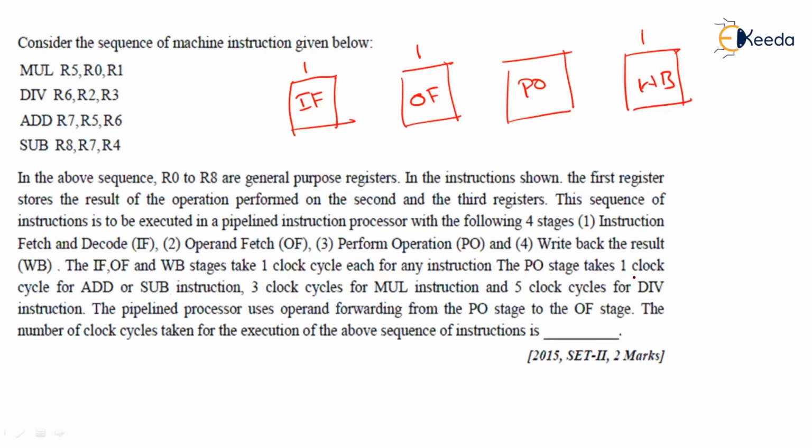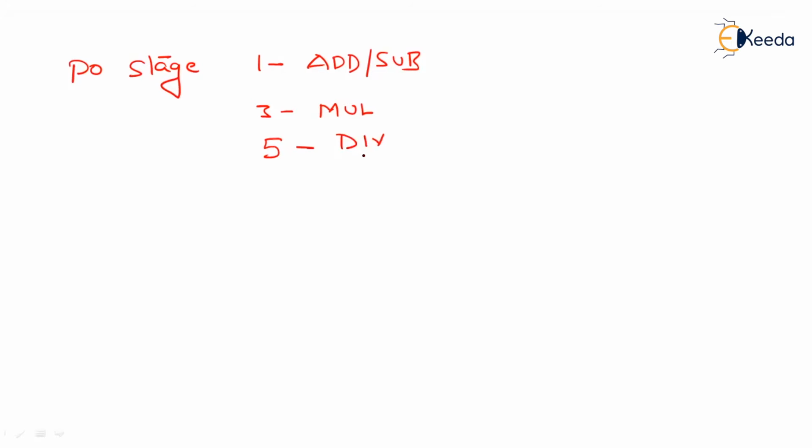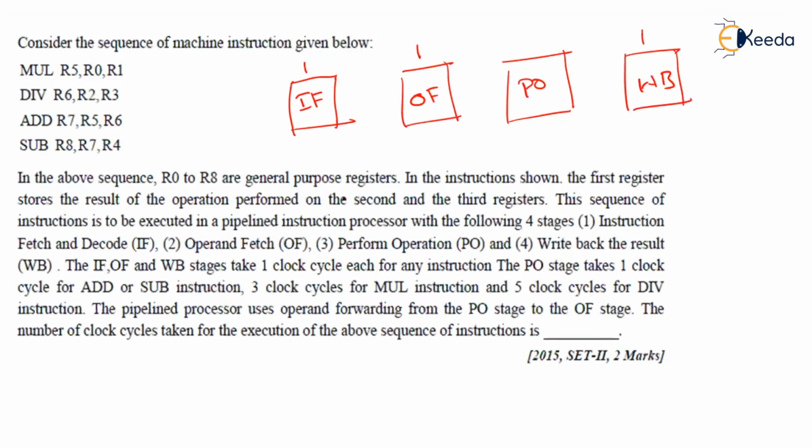Okay, now I will leave it here. PO stage: 1 clock cycle for add or subtract, 3 clock cycles for multiplication, and 5 clock cycles for division. Okay, so this is the thing. Now let us go back and have a look at this.